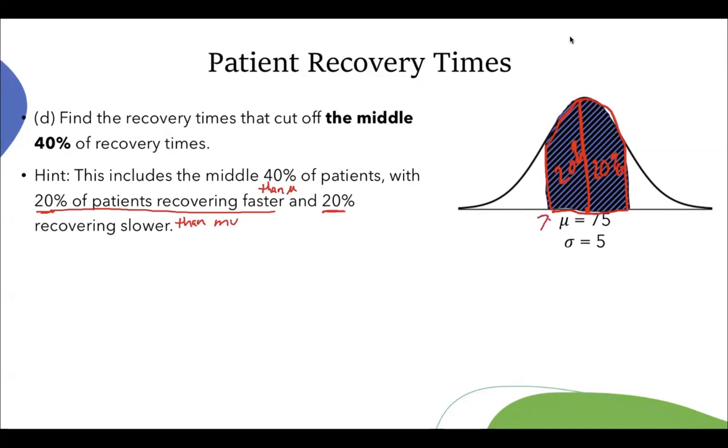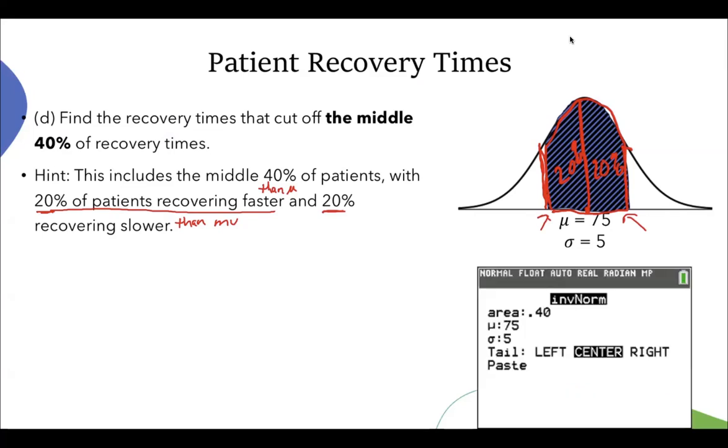What we need to recognize is that we're being asked to find two recovery times. One is going to be lower than 75 and one is going to be higher than 75. So we're going to put into our calculator 0.40, 75, and 5, hit center, and we're going to get two numbers, 72.38 and 77.62. And let me do that and show you.